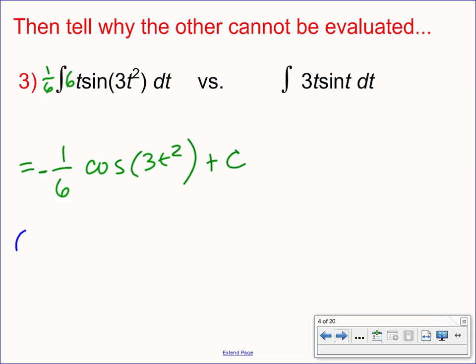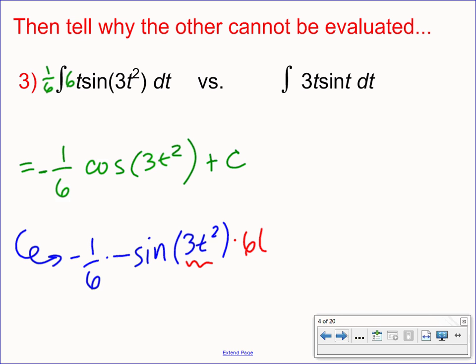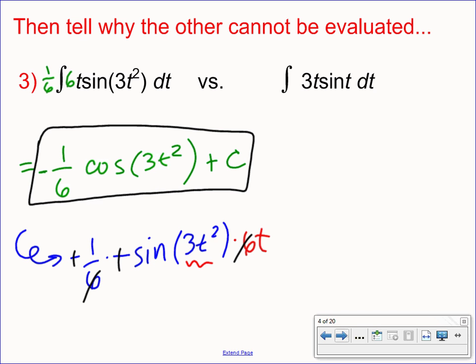Now if I do a quick check, negative 1/6, cosine differentiates to the opposite of sine with the angle, then times the derivative of the angle, which is 6t, and cancel the 6. Negative times negative is a positive, and I get sine of 3t squared times t, which is equivalent to the original. Before, we checked out the derivative of the angle, the 6. Awesome. So we'll go ahead and box that bad boy, and we'll be good to go.